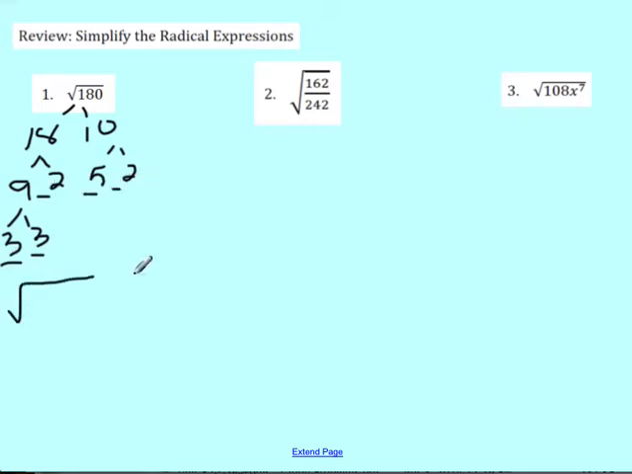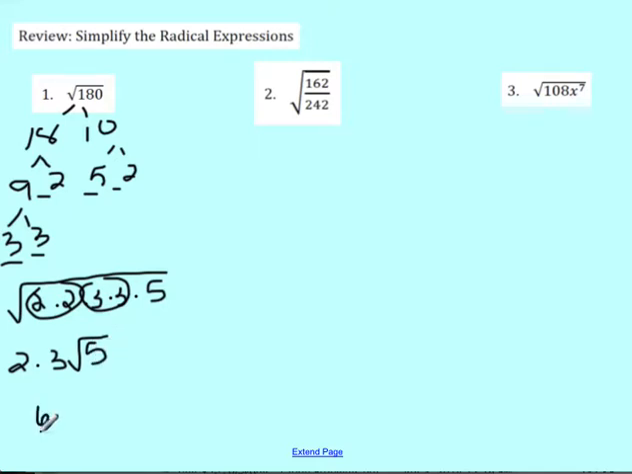So we're going to write that underneath the radical. So we're going to have 2 times 2 times 3 times 3 times 5. So I'm going to have one pair of 2's and one pair of 3's. So I'm going to bring out each pair to the outside. Remember, when you take a pair out, you just bring it out once. And then left underneath the radical is 5. Well, 2 times 3 is 6. So you end up getting 6 square root of 5 for number 1.